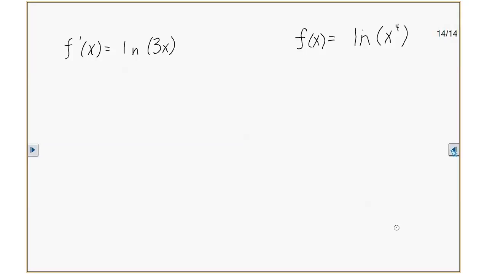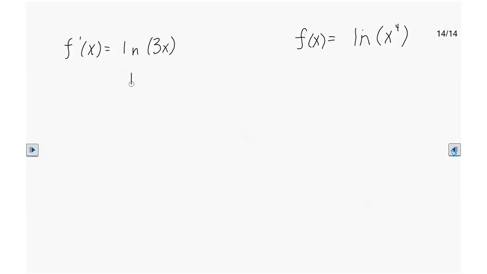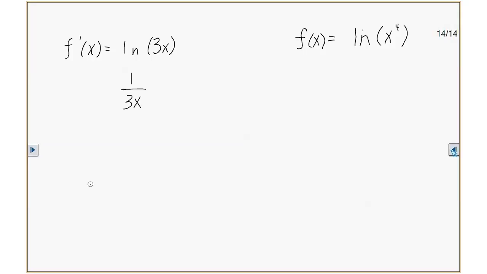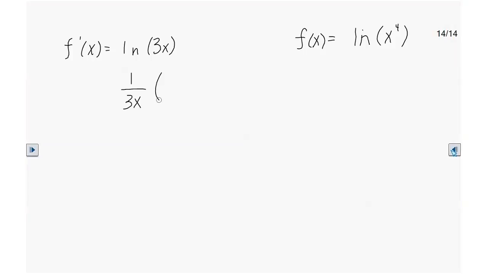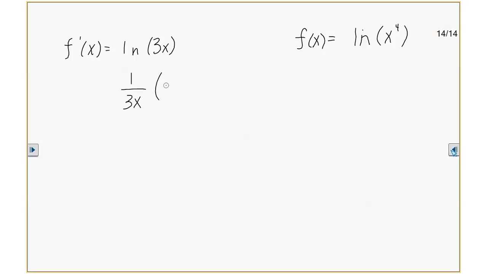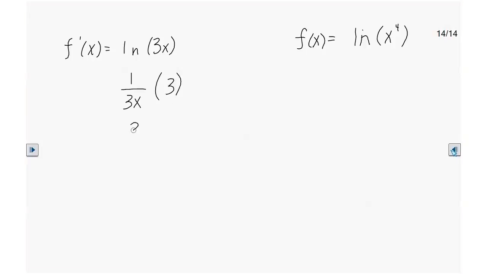Alright, so what do we got here? Well, the natural log of 3 over x, the derivative of natural log of 3x is 1 over 3x times the derivative of 3x, which is what? 3, and that's 3 over 3x, which is 1 over x.